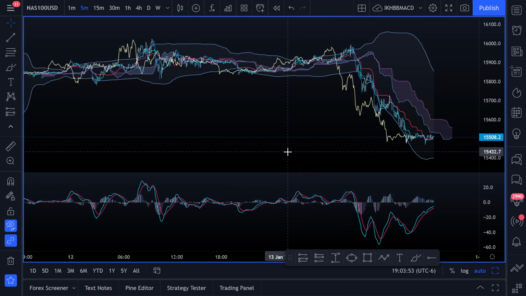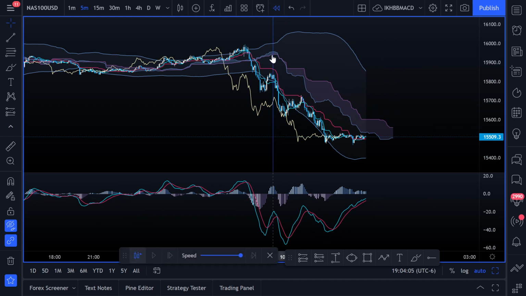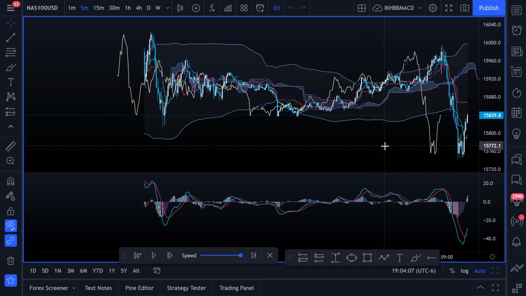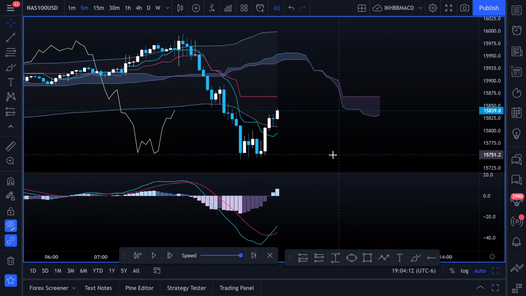Given that I saw the bearish scenario developing on the 1 hour time frame, I moved to the 5-minute time frame. So now I am going to use the bar replay feature to go back. This is what I was looking at that moment.